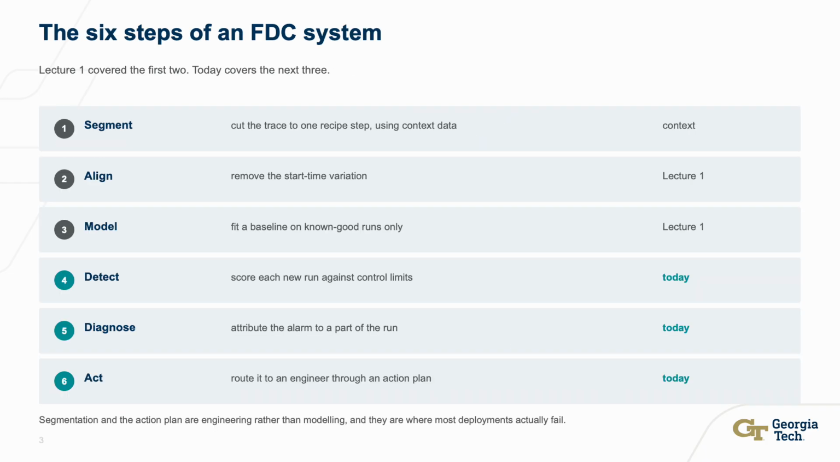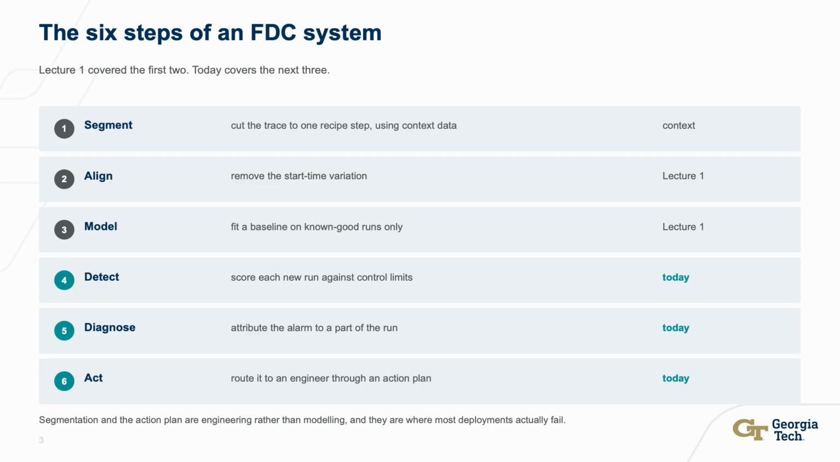Here is the standard pipeline for a fault detection and classification system, so you can see where we are. 6 steps. Segment: cut the raw log down to 1 recipe step, which you do using context data rather than the trace itself. Remove the start time variation. Model a baseline on known good runs. Detect: score each new run against the limit. Diagnose: attribute the alarm to parts of the run. Act: route it to an engineer. Lecture 1 was steps 2 and 3. Today is 4, 5, 6.